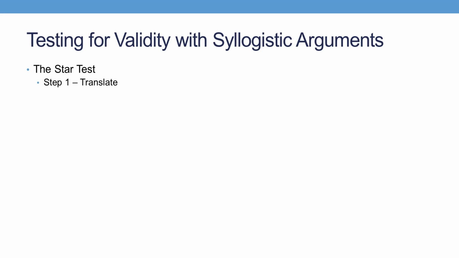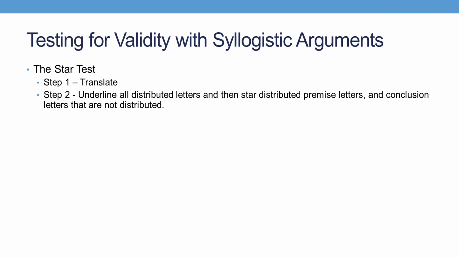Step one is that you need to translate an English statement or argument into its syllogistic form, into all claims, no claims, some claims, and some are not claims. Step two is that you need to underline all distributed letters and then star distributed premise letters and conclusion letters that are not distributed. And we'll go over this in more detail later.